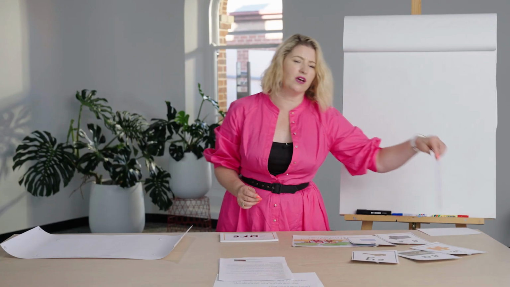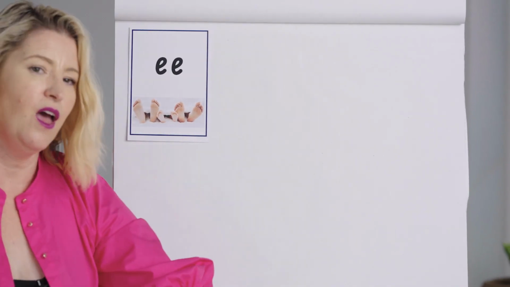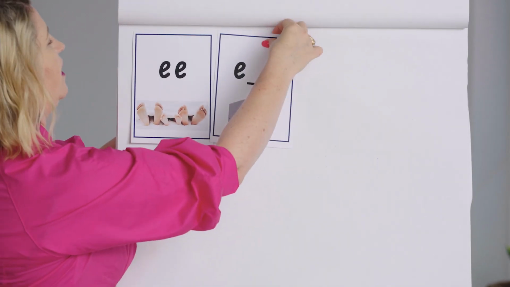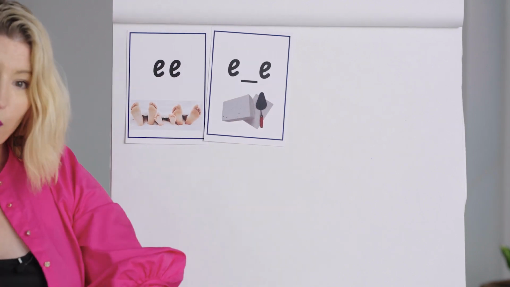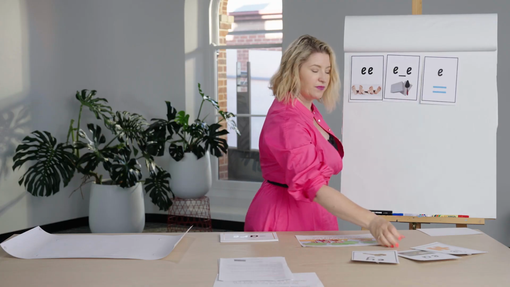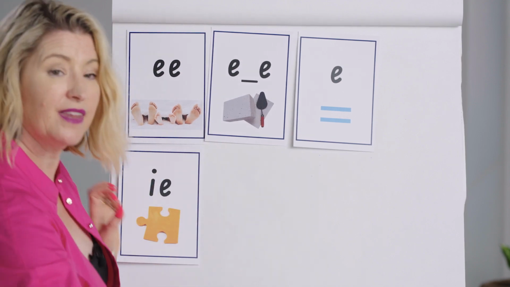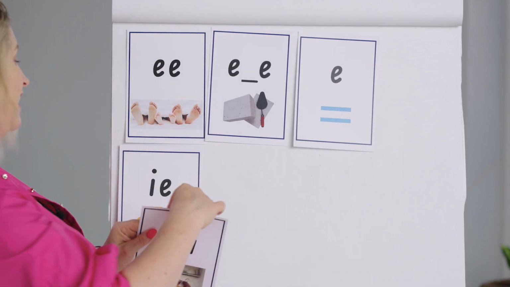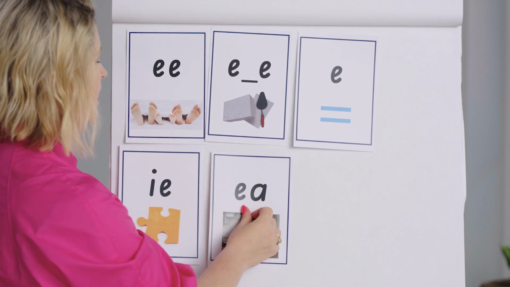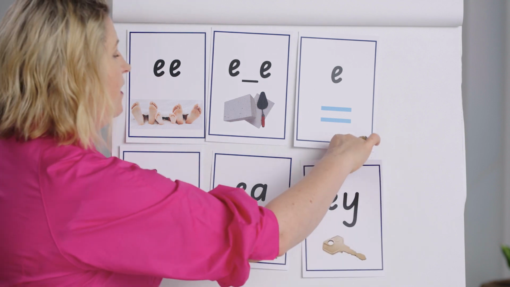What are all our different graphemes for our long E sound? Okay, you ready? Let's have a look. We've got double E, as in feet. We've got split vowel E, like concrete. We've got open syllable E on its own, like in equal. We've got IE making E, like in peace. We've got EA making E, like in eat. Thought I didn't have any blue tack on that one. And we've got EY making E as in key.